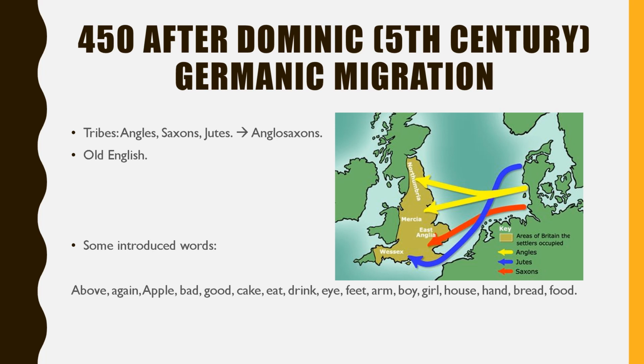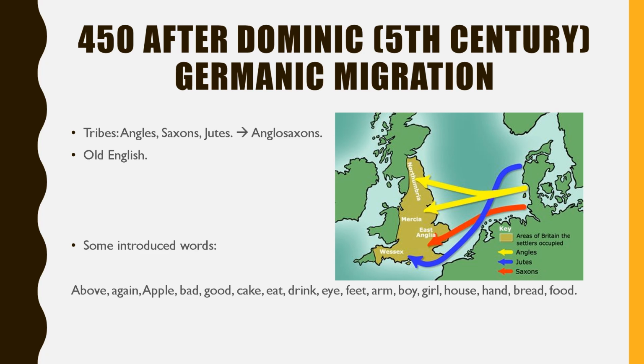Old English is a very strange kind of English, and after this slide we are going to see some examples for you to compare how different it was. Well, here we have some words introduced by the Germanic migration, such as above, again, apple, but, good, cake, eat, drink, feed, arm, boy, girl, house, hand, bread, and food.